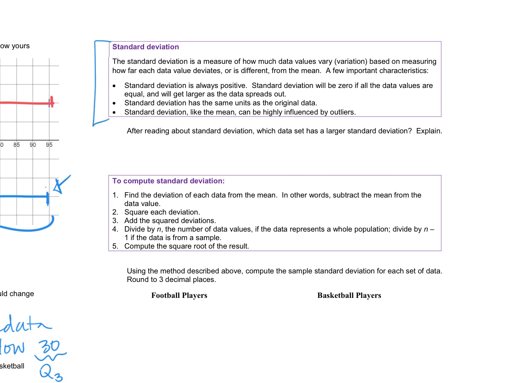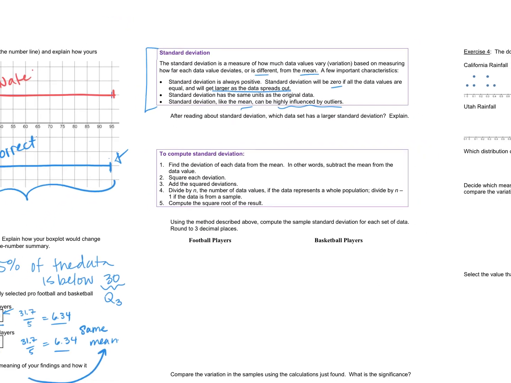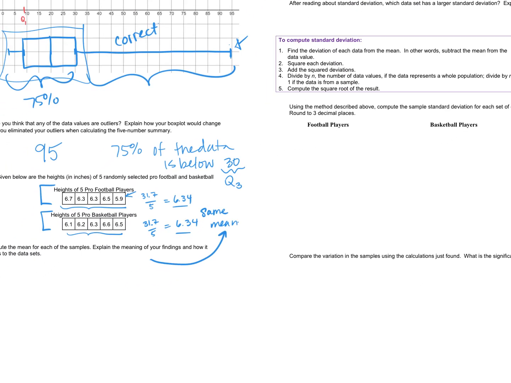And we want to think about how spread out the data is, or how different the data values are from the mean. So just a couple things to note: the standard deviation is always positive. It'll be 0 if the data values are equal. It gets larger as data spreads out. Standard deviation has the same units as the original data, and it, like the mean, can be highly influenced by outliers.